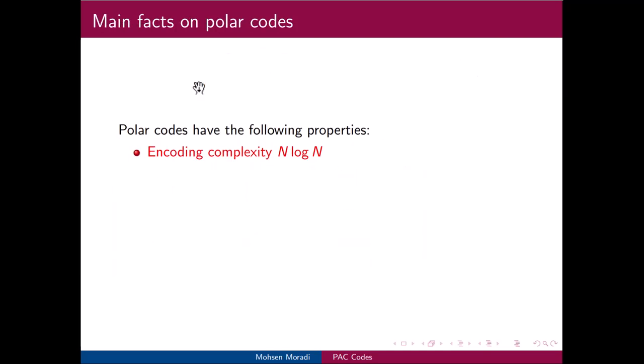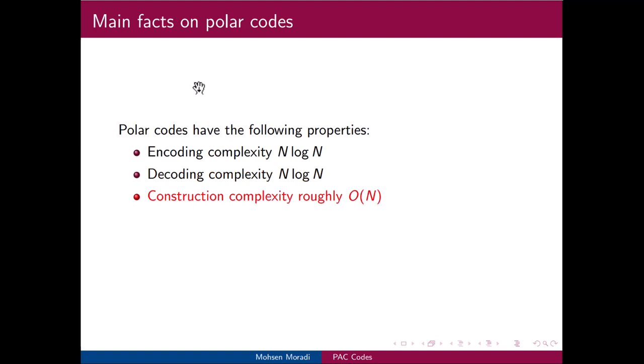As we saw, the encoding complexity is n log n, where the base of the logarithm is 2, and it can be implemented the same as the fast Fourier transform. The decoding complexity, we will also see, is of order n log n. The construction complexity is roughly of the order of n. We won't go much deeper into the code construction of polar codes in this series.